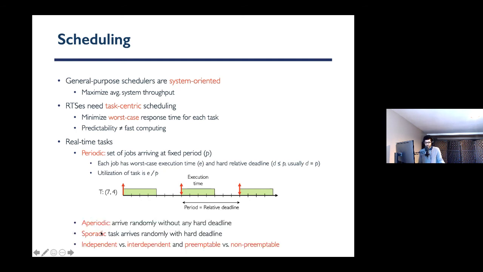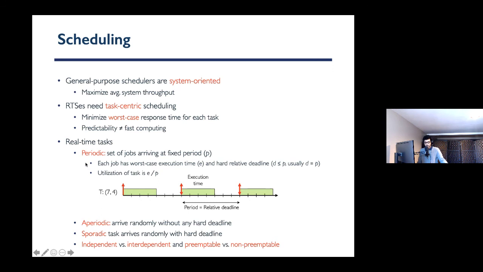We also have other types of tasks. You might have aperiodic tasks. The difference between periodic and aperiodic is that the aperiodic ones arrive randomly. So one task comes, and it doesn't have any hard deadline. It's very similar to general purpose tasks. It just comes at some point. It doesn't have a deadline. You have to do it if you have time, right? You could also have sporadic tasks. These come randomly, but they have a hard deadline.